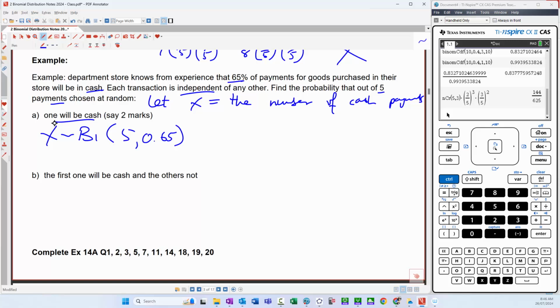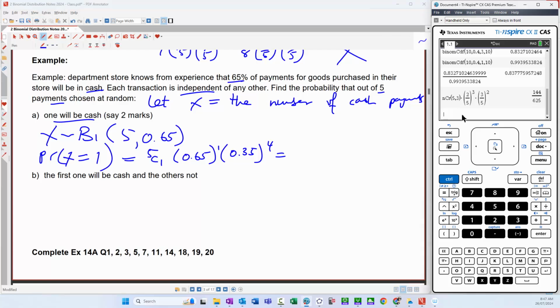So 1 will be cash. Okay, so what we're looking for is the probability that x equals 1. Alrighty. So there's no approximation here. So I believe this will require us to use the formula. So I'm going to do 5 choose 1, 0.65 to the 1, 0.35 to the 4.